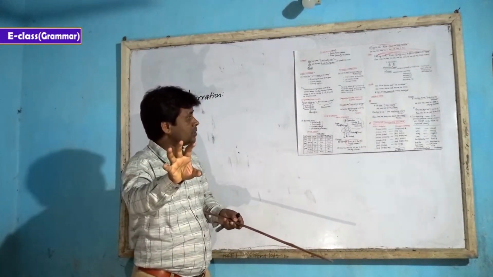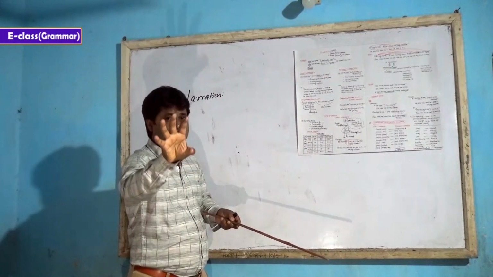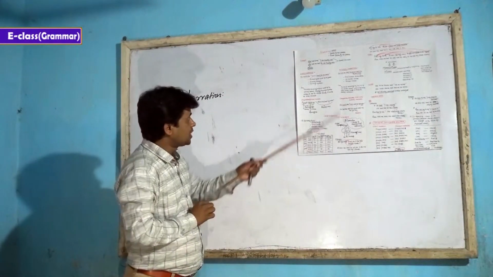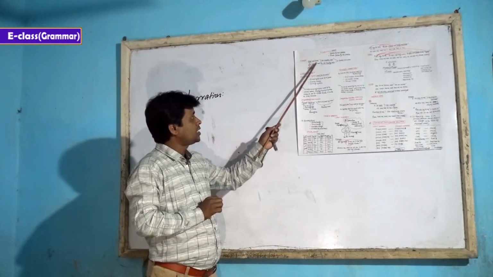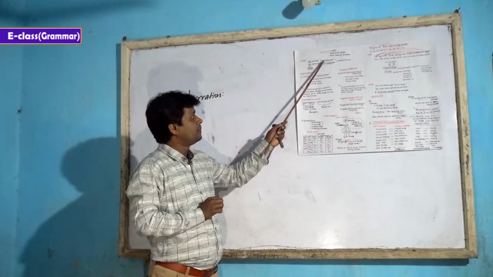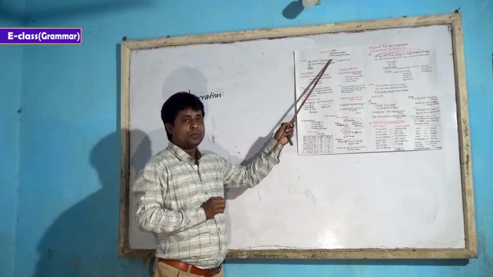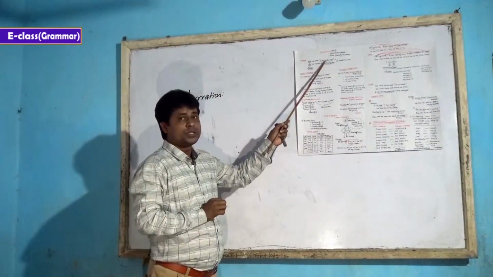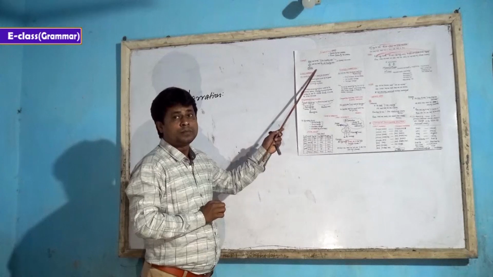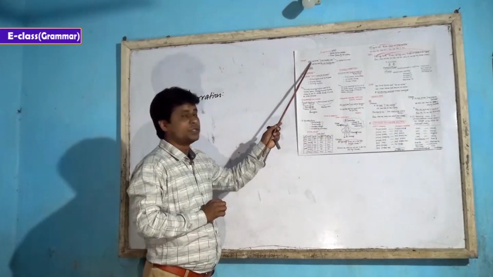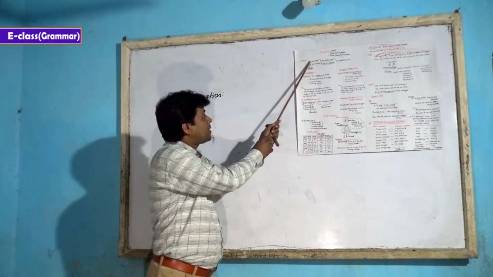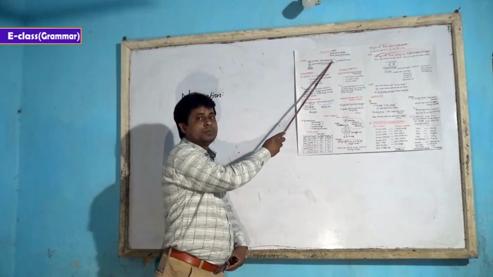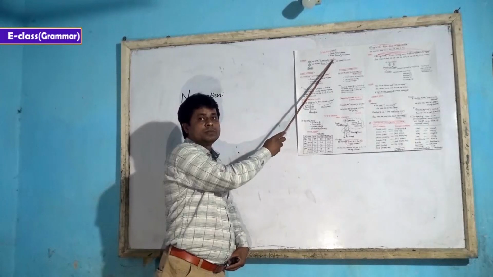My dear students, I will give you an example here. See the example given here. Hari said to me, "I am reading now." In this sentence, who is the speaker? Hari. What is spoken by him? "I am reading now." This is speech. This is narration.